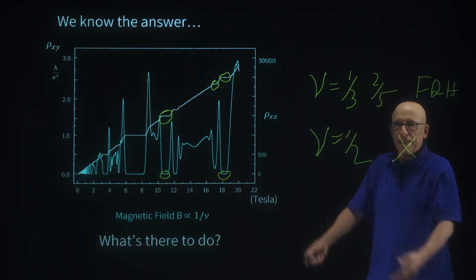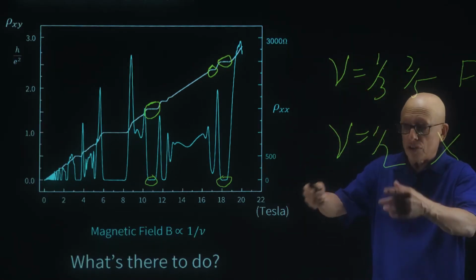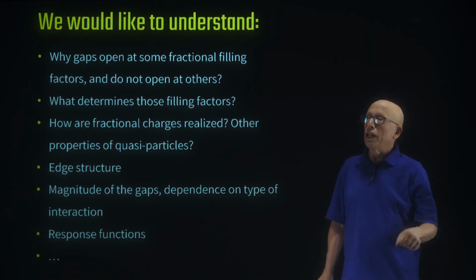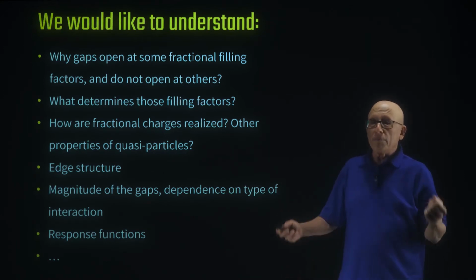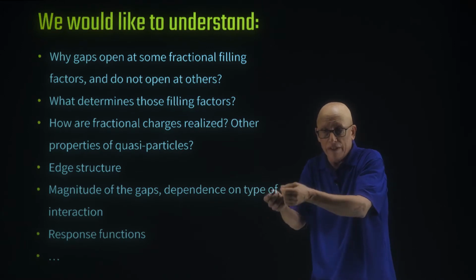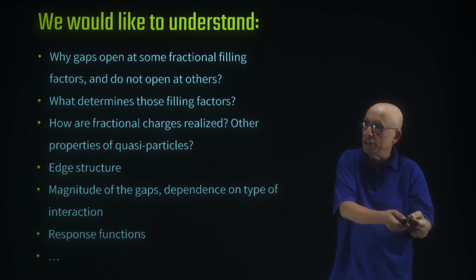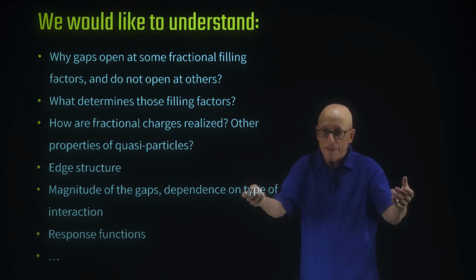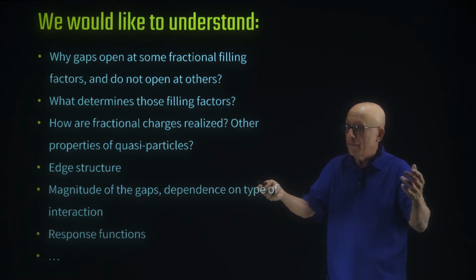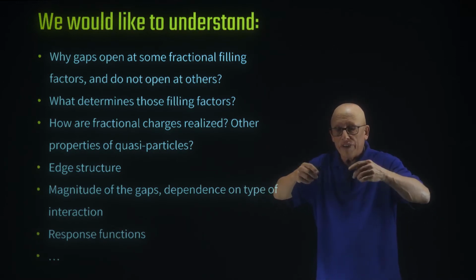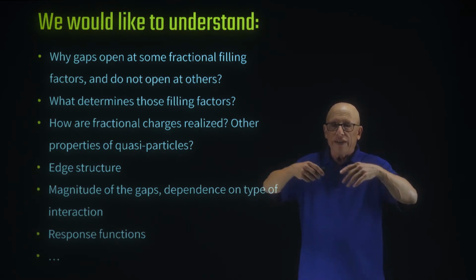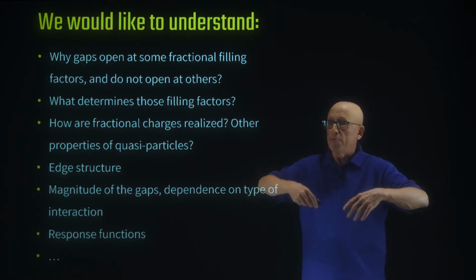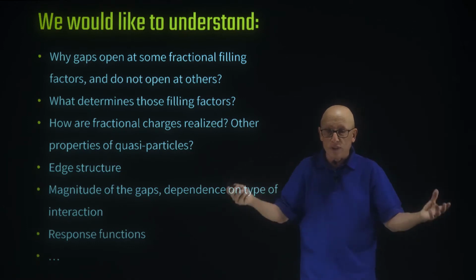So what do we still have to do? Of course, there's a lot to be done. There's a very long list of questions we would like to be able to answer. For example, we would like to know why at 1/3 we have an energy gap and at 1/2 we don't. What determines the filling factors where an energy gap opens? Why does it open at all? We know that when there are fractional quantum Hall states, there are fractional charges as excitations. We would like to know how they develop microscopically. What properties do they have?